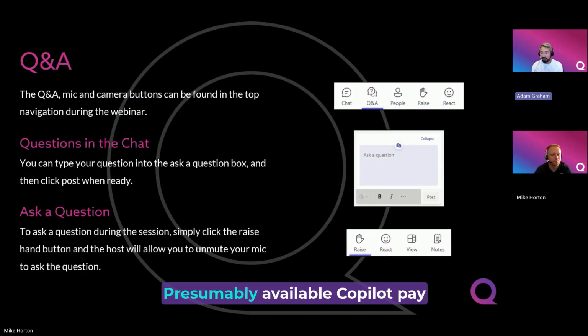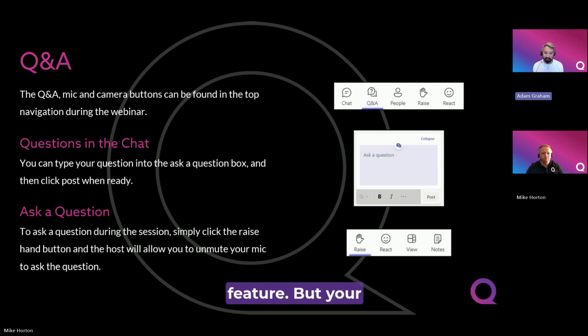Someone's put here, presumably available Copilot paid for features depends on what license you have. No, so as long as you have a paid Copilot license, you get all the features, or as Mike explained there, the Studio has a different feature. But your Microsoft Business Basic, Business Premium, Business Standard, whatever license you've got, does not affect what Copilot can do. It is based on the Copilot license type.